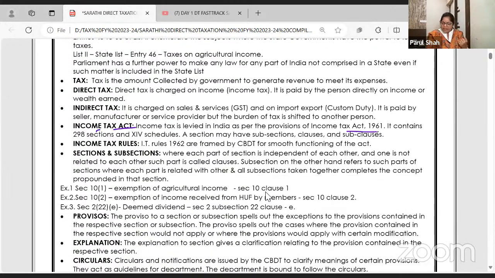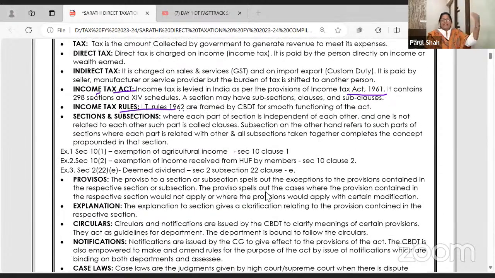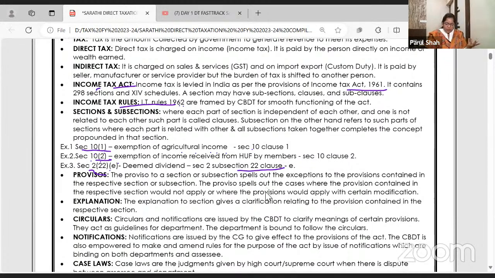Income Tax Act is made in 1961. Okay, and to support that act, the detailed rules have been made in 1962, right? It has chapters, sections, subsections, clauses. See, this is section 10(1), that agricultural income is. So this is section 10 and clause 1. Section 10 and clause 2. Now this is 2(22)(e). So section 2, subsection 22, clause e talks about deemed dividend. This is how you have to read.